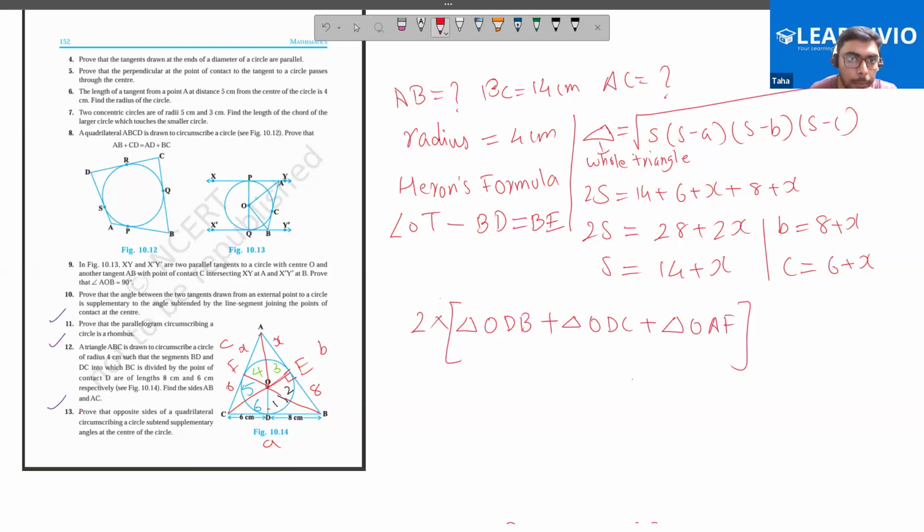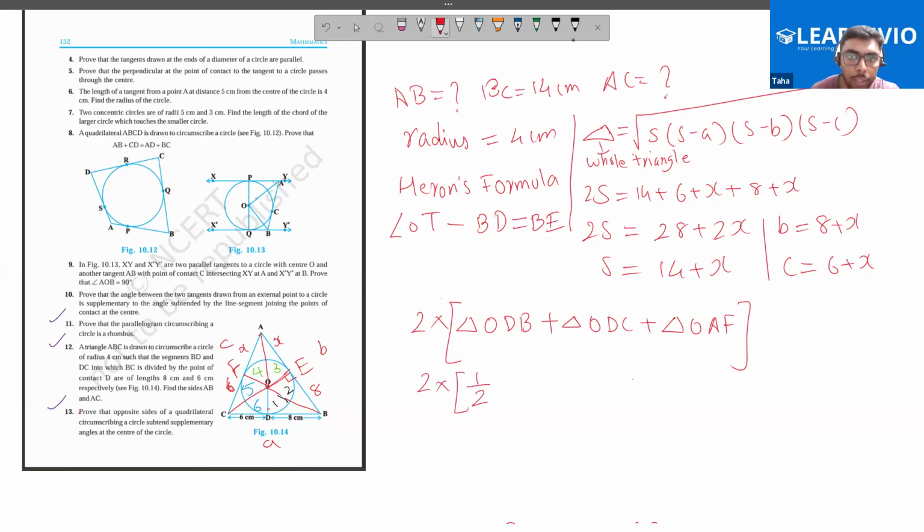Can we say that? What is the value for OA? Yeah, for OAF. OAF is going to be X, right? For OAF, we will be using 4 as our height. The radius is going to be our height, and the base would be X, right?